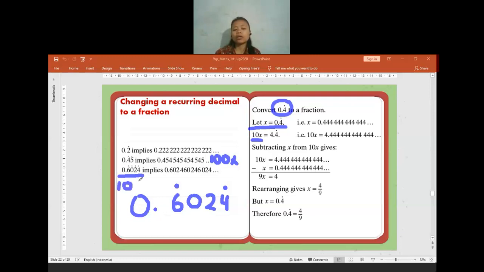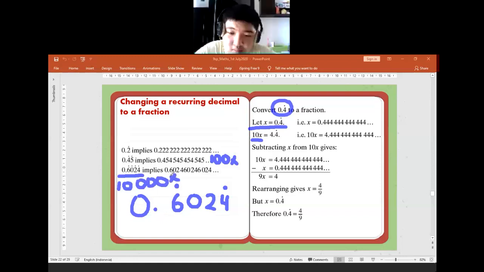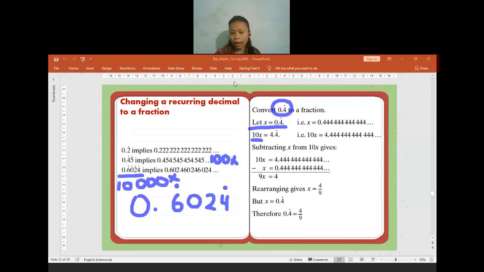Is there anyone who is confused so far before I continue? So the question will always be equal to x. After that, you have to find another x that depends on how many digits are repeating. Is there anyone who is confused? Okay, no one asked any questions, so I'll assume that everyone has no confusion.